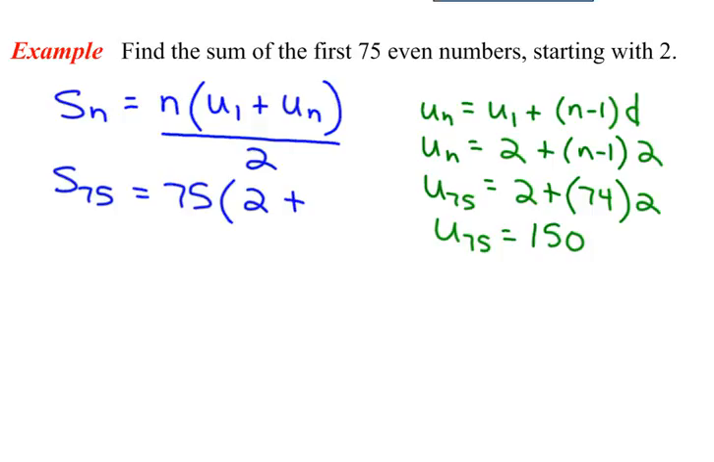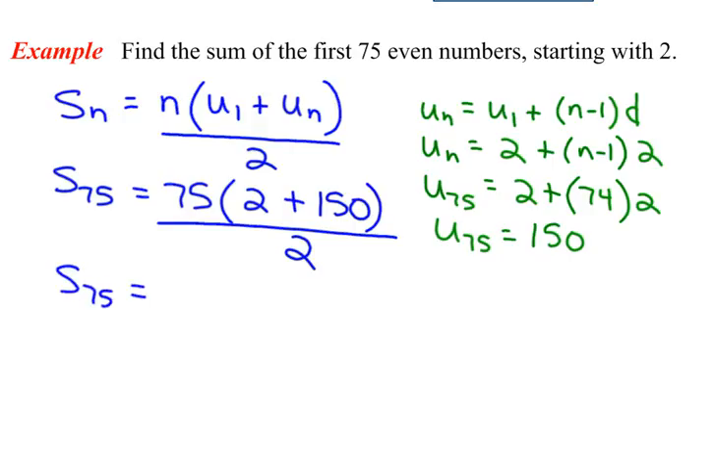Now that we found the 75th term, or the last term of the series, we can plug it in right here, 150, and then divide by 2. So we plug this into our calculator, and the sum of the first 75 even numbers is 5,700.